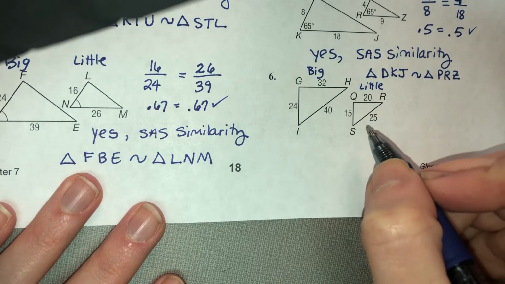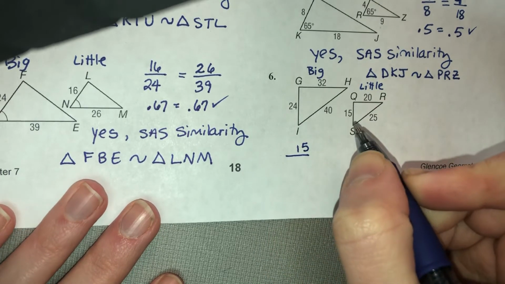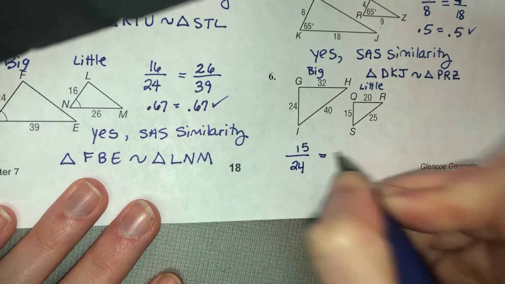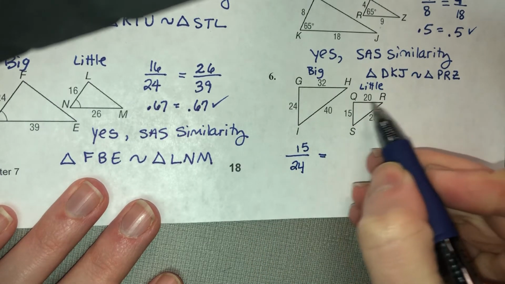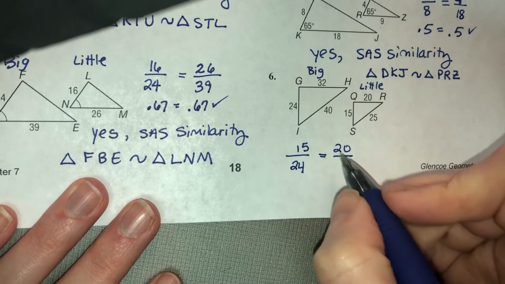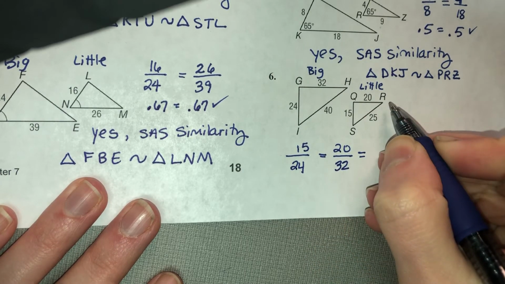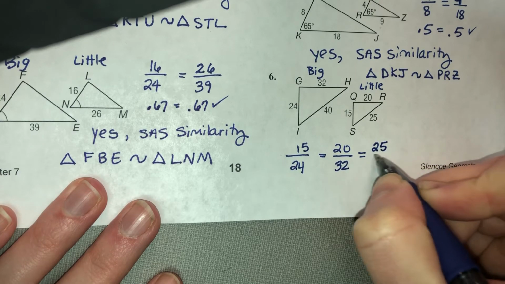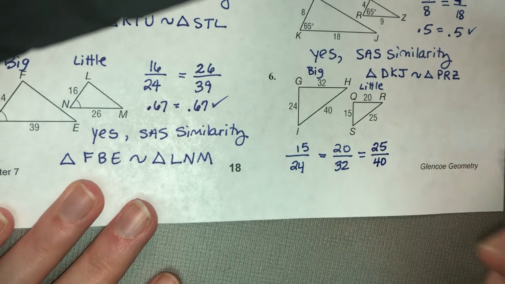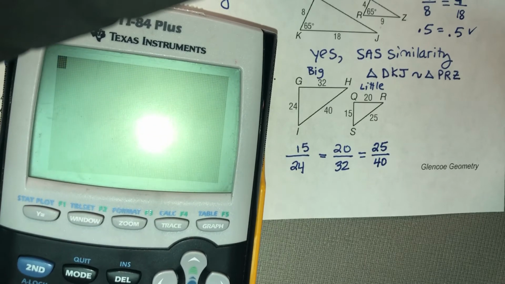So let's start with the shortest side in both. The shortest side in the little one is 15, and that should match up to the shortest side in the big triangle, which is 24. Then the medium side would be 20 in our little triangle, and the medium side in the big triangle is 32. Then the largest side in the little triangle is 25, and the largest side in the big triangle is 40. Okay, so now we're going to divide these fractions and see if they come out the same.